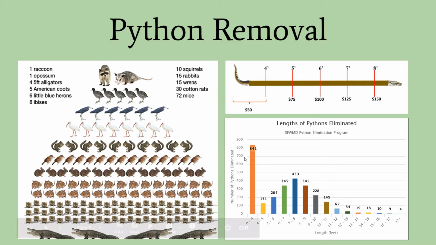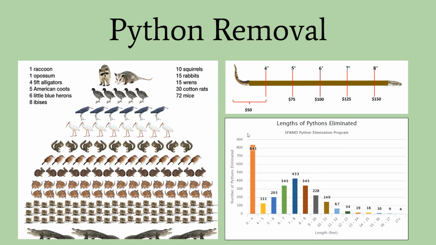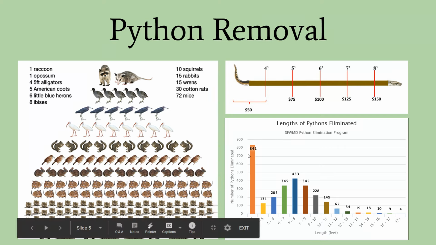If you look here, this was as of 2018, so it's a little dated, but you could see the number of pythons that were hunted down by citizens and this eradication coalition. Quite a few at 0 to 4 feet. These are the young ones. However, if you look, you still got a lot of 8-footers, 9-footers, quite a few 11 to 12 feet, some even over 17 feet at a total of 4. And these organisms just keep growing and growing and growing.